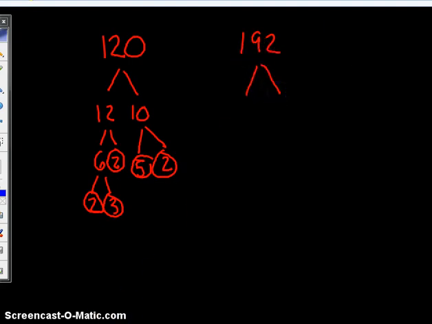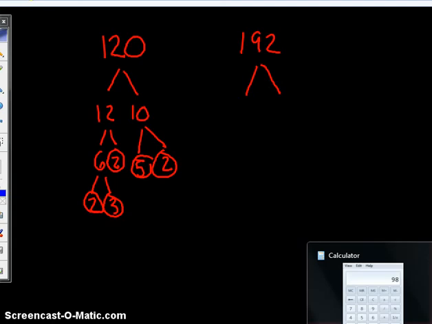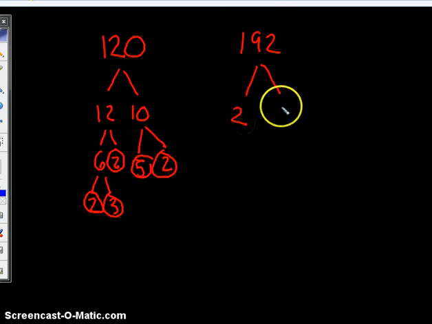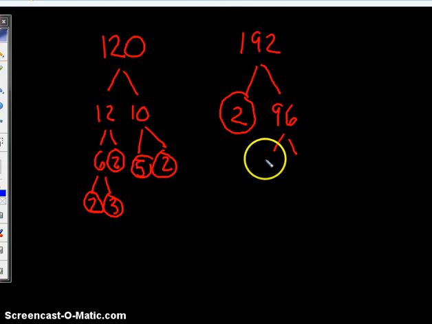192. Sometimes it's okay to use a calculator so you don't make a mistake. Alright, well, what can we divide 192 by? We know that's an even number, so we can do 192 divided by 2 to find out two factors of this. So we know that 2 times 96 makes 192. Well, 2 is prime. 96. I can do this one in my head. I can split it in half to find out what we multiply times 2 to get it.